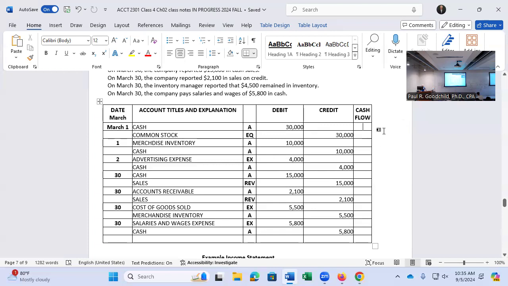So as we go through these, this first one is a transaction with ownership, so that is financing. Buying inventory is part of their operations, so that's operations. Paying for advertising is part of operations. Sales, receiving it is part of operations. No cash effect here with accounts receivable and sales. Remember, if it doesn't say cash, it has no effect on the cash flow statement. So we go all the way down to the other one. And we have operating.